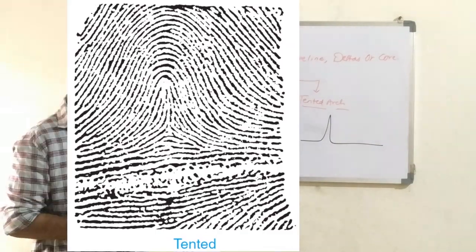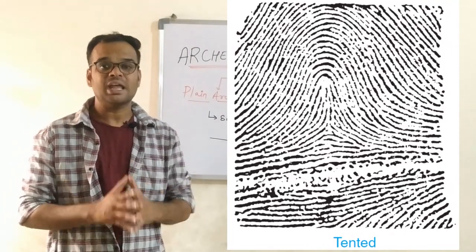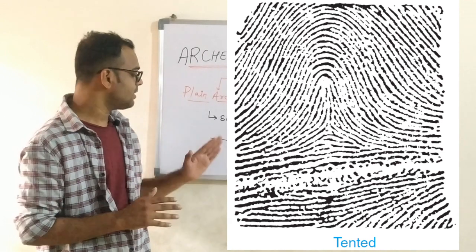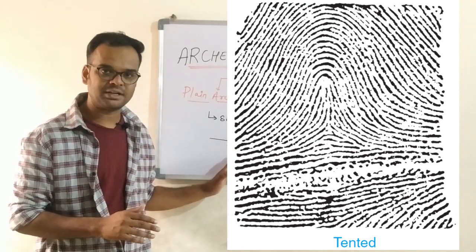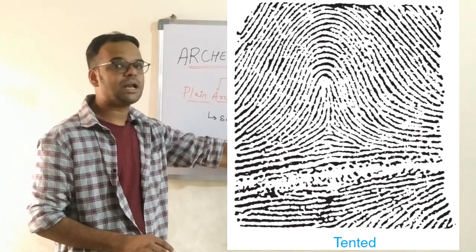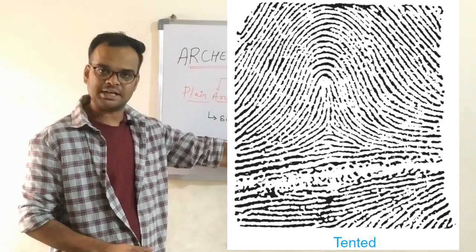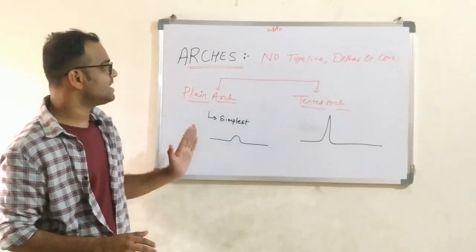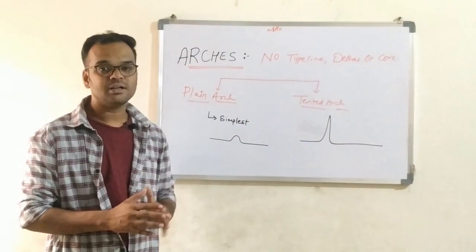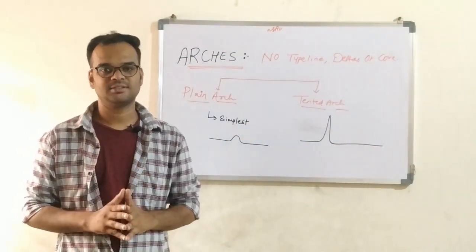The tented arch is similar to the plain arch, except that instead of rising smoothly at the center, it has a sharp upthrust or spike at the center. These arches do not have any type lines, deltas or cores.